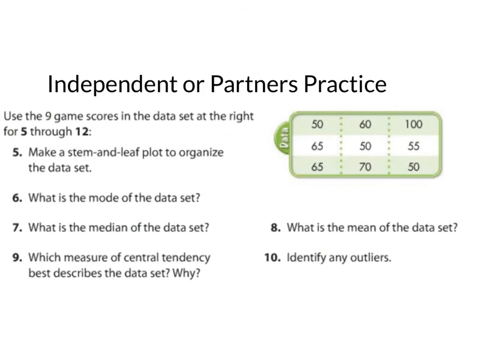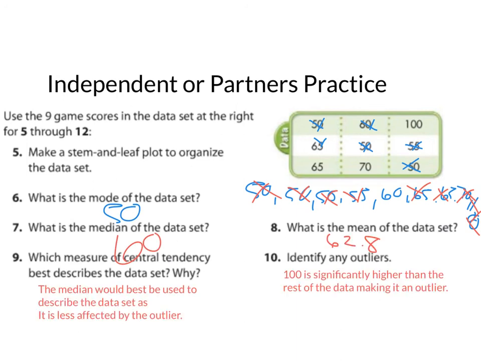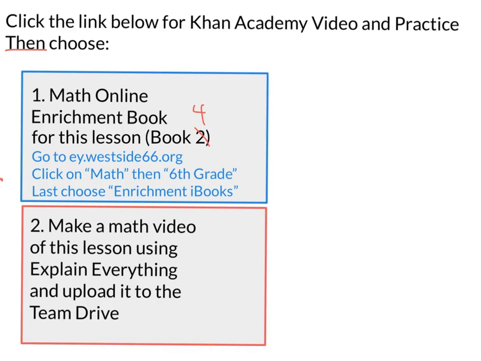All right, here's independent or partners practice. Please write your information here. Please answer these numbers, and I'm going to show you the answers in 5, 4, 3, 2, 1. All right, for the median, I put them in order. $60. What's the mean of the data set? You add them all together and divide by 9. All right, and there are your answers for the rest of independent practice. Moving on in 3, 2, 1.